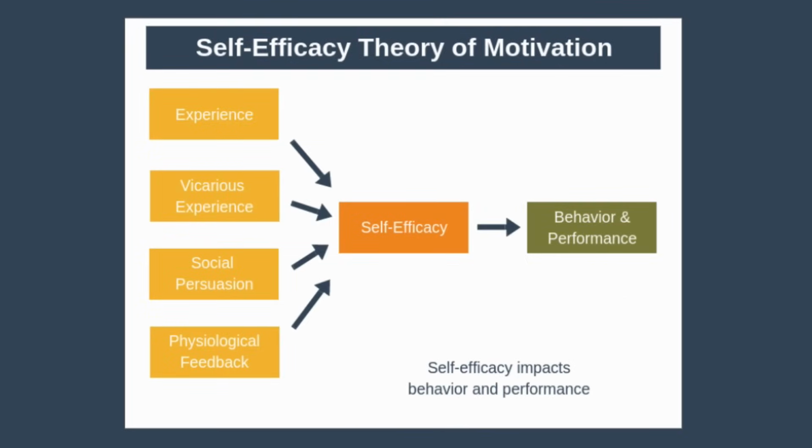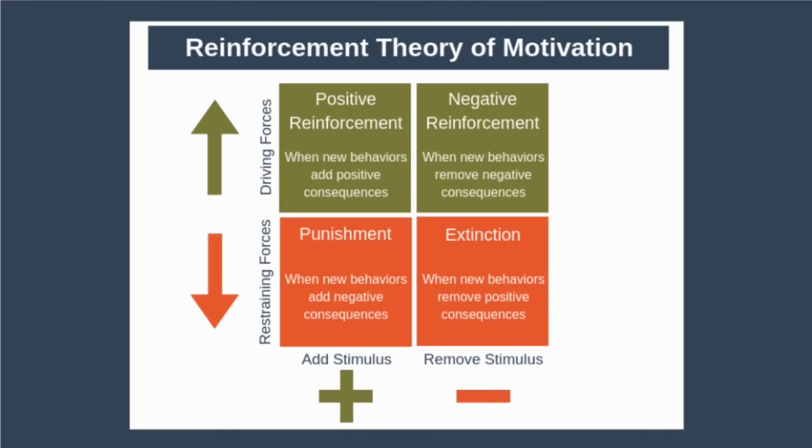Next, we have the self-efficacy theory of motivation. And this is a task-specific way of thinking about motivation. The higher your self-efficacy, the greater your belief that you can perform a specific task and the more your motivation. So four factors combine to determine a person's self-efficacy. Your experience, so have you done similar jobs in the past? Your vicarious experience, meaning have you seen others do it successfully? Social persuasion, meaning encouragement from others will increase your self-efficacy. And finally, physiological feedback. So typically, the more at ease you are with a type of task, the higher your self-efficacy.